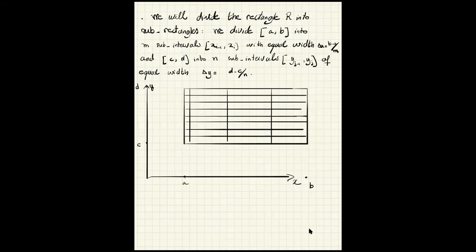So this one, if you take this one, will be called x0, then x1, x2, x3, x4. And here we have y0, y1, y2, y3. So for example, this one here.